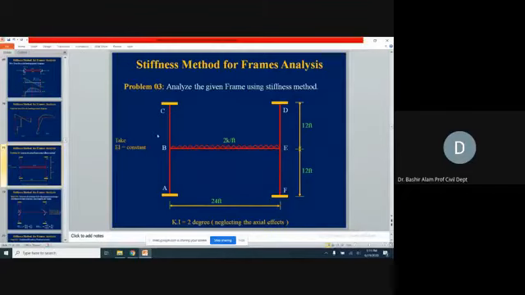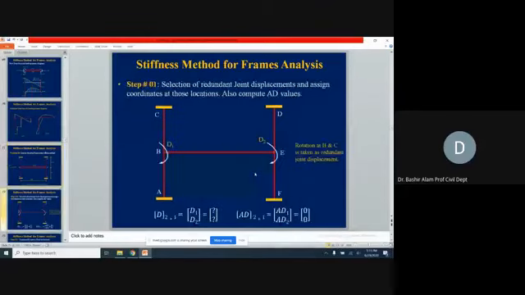Now, rotation at B we designate by D1, and rotation at E we designate by D2. Now corresponding to D1 and D2, we don't have any externally applied moment. So AD1 and AD2 will become equal to 0. So D1 and D2 are unknown, and AD1, AD2, as I said, are equal to 0, 0. So step number 1 we completed.